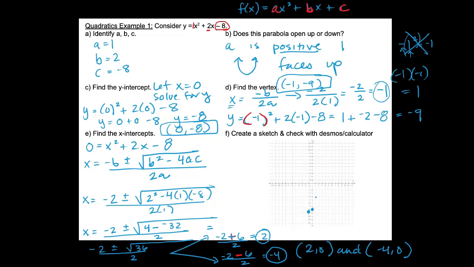And then we have two x-intercepts. So we have an x-intercept at negative 4. So 1, 2, 3, 4. I know it's a little hard to see with these numbers. And then we've got an intercept at (2, 0). So over here on this side. And then we need to just connect the parabola.